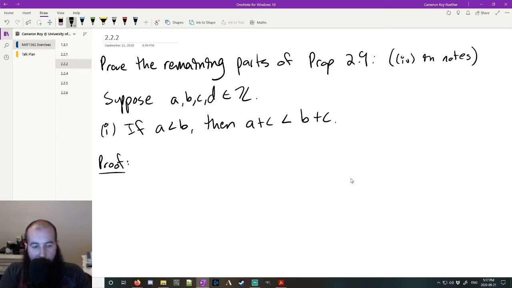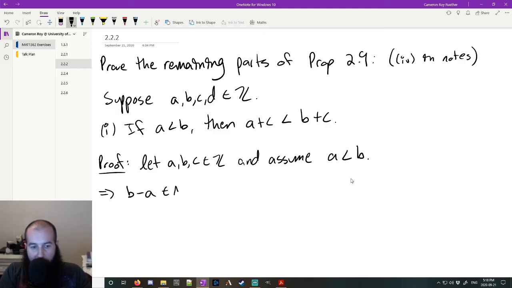We get to assume everything that's part of the if statement. So let a, b, and c be integers and assume a is less than b. What does this mean? Well, by definition, this means that b minus a is a natural number. By definition.